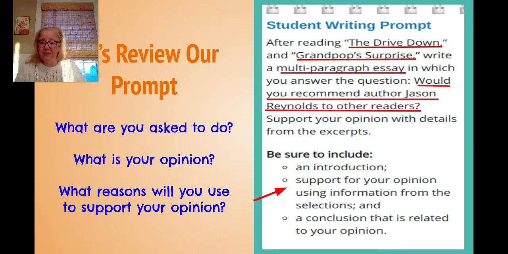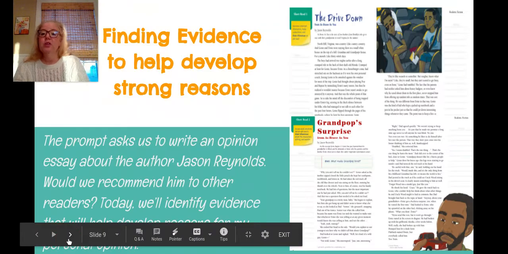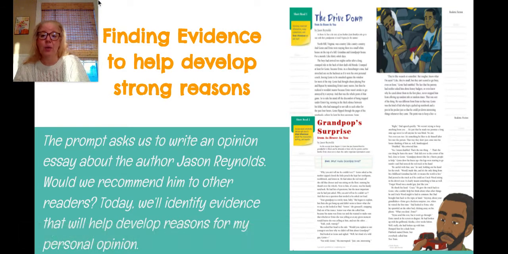So first you have to decide what is your opinion, okay? Then you have to decide what reasons, what evidence from the text will you use to support that opinion. So let's go back into the texts that we read, The Drive Down and Grandpop's Surprise, and I will have these posted as a material if you do not have your booklet. So the prompt is asking us to write an opinion essay about the author Jason Reynolds and whether or not we would recommend him to other readers. So today we're going to look for evidence from the text that will help support our opinion.